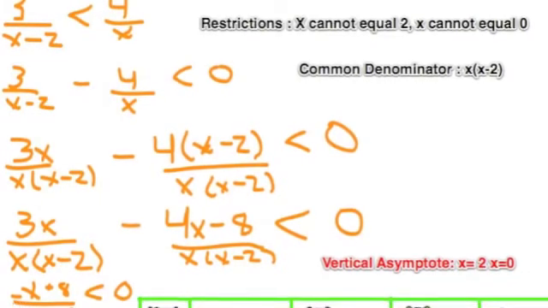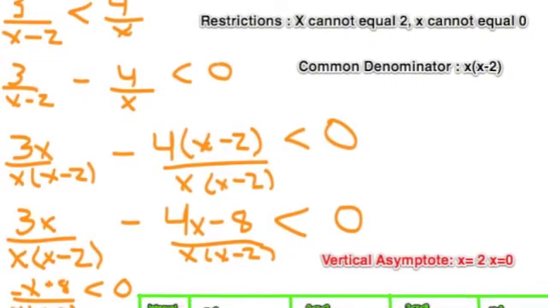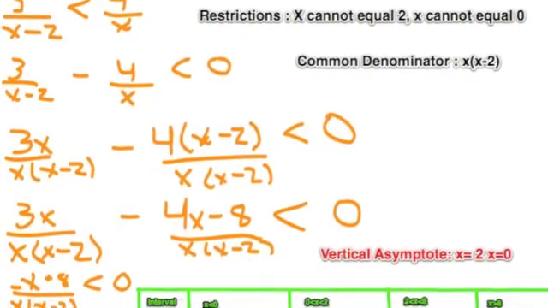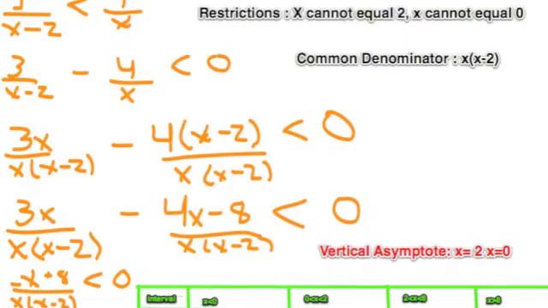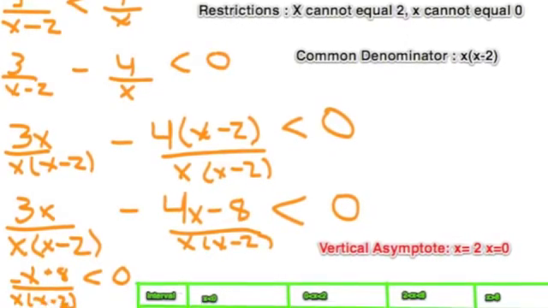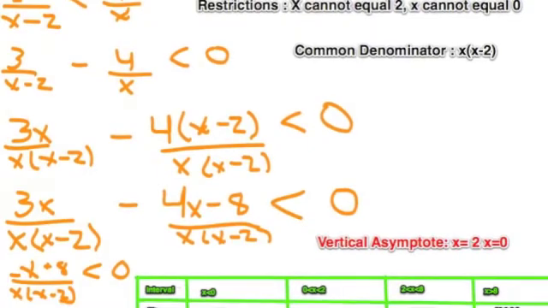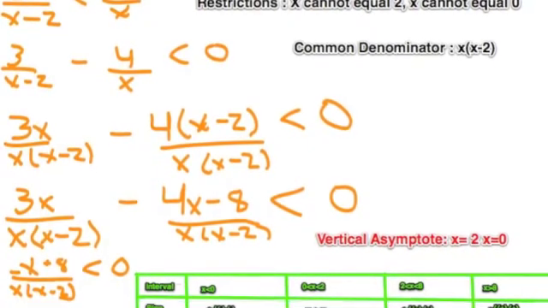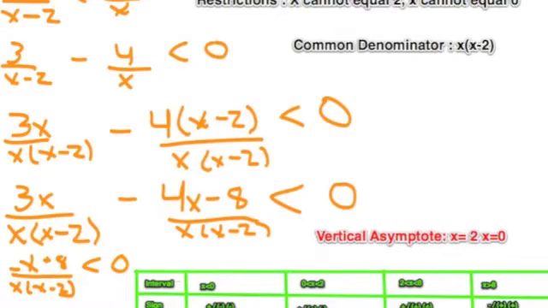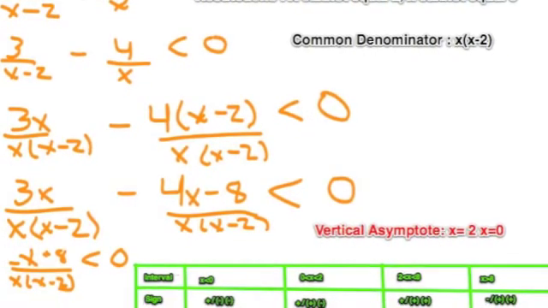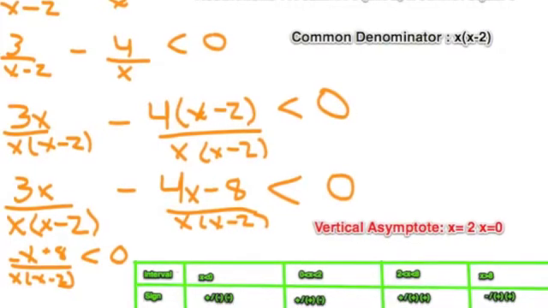Now we need to establish our common denominator. After that, we factor the numerator and then carry out our subtraction. Now the inequality is in its simplest form of (−x + 8)/(x(x − 2)). Our next step is to state the x values of the vertical asymptotes, which are x equals 2 and x equals 0, and the zeros, of which we only have one, where x equals 8.